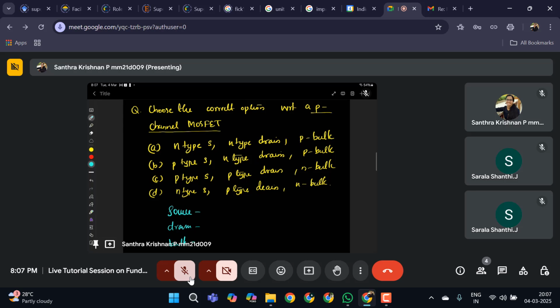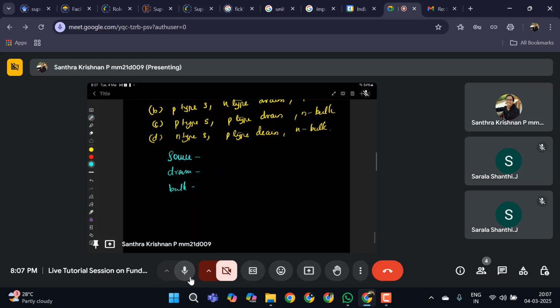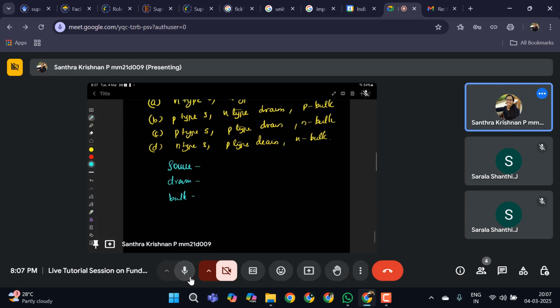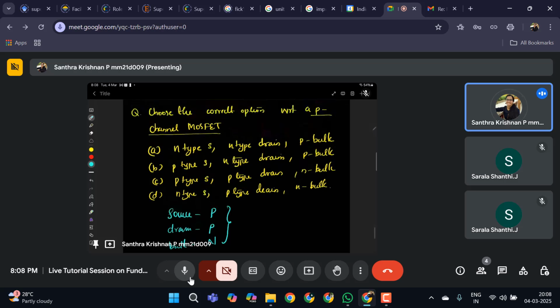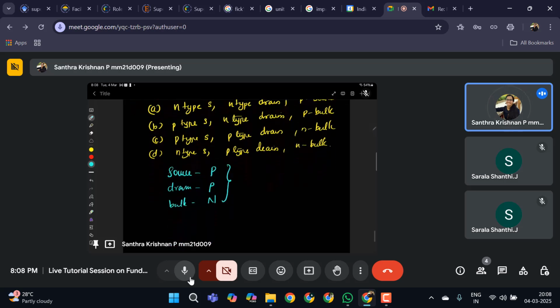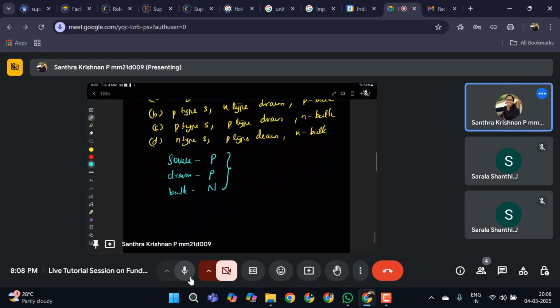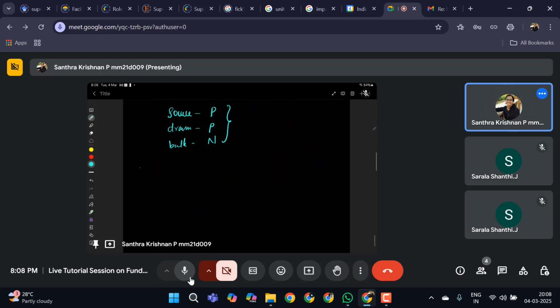So basically a P-channel MOSFET has a P-type source, a P-type drain, and an N-type bulk. So here we are talking about a P-channel MOSFET, and here we have a P-type source, P-type drain, and an N-type bulk.